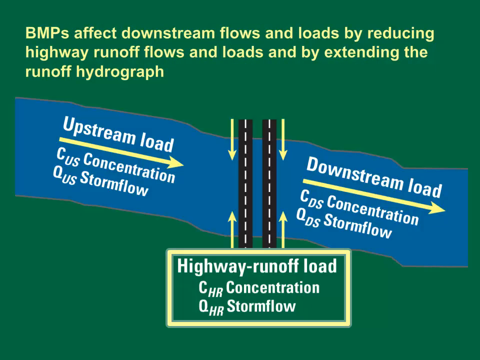BMPs affect downstream flows and loads by reducing runoff flows and loads and by extending the runoff hydrograph. The downstream flows and loads are the sum of the upstream and runoff discharge flows and loads. The downstream concentrations are the downstream loads divided by the downstream flows. BMPs can improve downstream water quality when they reduce runoff contributions from the site of interest. BMPs also can reduce downstream concentrations by extending the runoff discharge hydrograph over a longer period of time. Therefore, flow reduction, concentration reduction, and hydrograph extension are the 3 primary BMP treatment mechanisms.